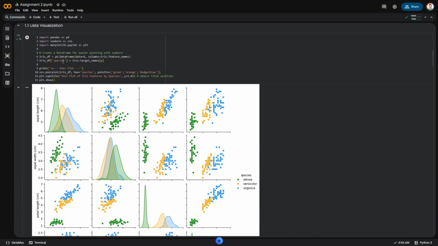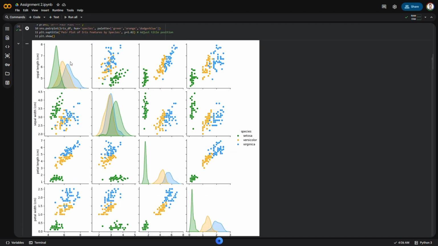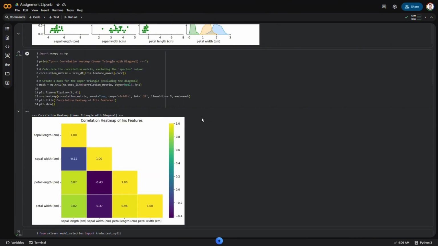Before training the model, I first perform a data analysis to understand the dataset. The iris dataset has four input features, as I mentioned. From the pair plot here, I observed that Setosa is clearly separated from the other two species, especially when petal length and width are used. This means Setosa is an easier class to classify. However, versicolor and virginica are more closely related and show some overlap, so I expected most classification errors to occur between these two classes. The correlation heat map also supports this conclusion.